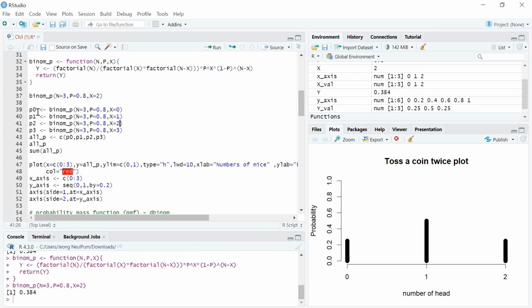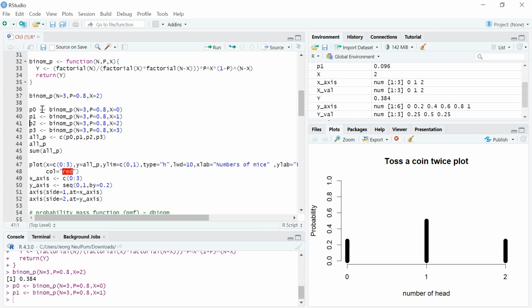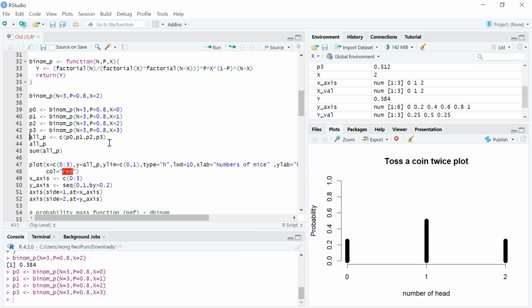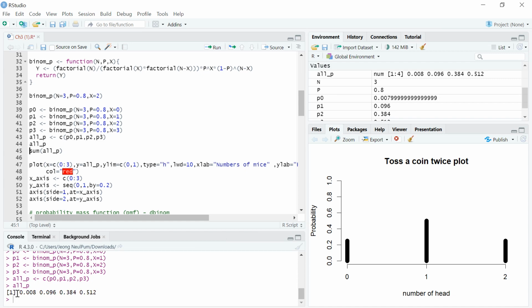And we can also store each success with each probability into our own variable, whose name is P0 to P3. And then after storing all the values in one vector, whose name is or underbar P, we can see the result here, which is the same as here.